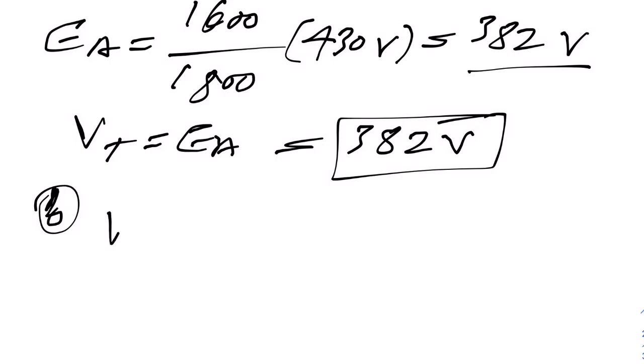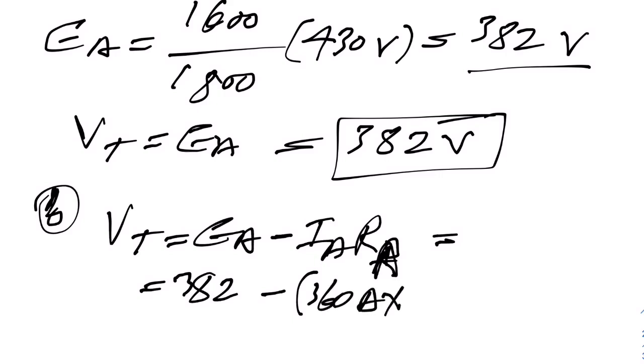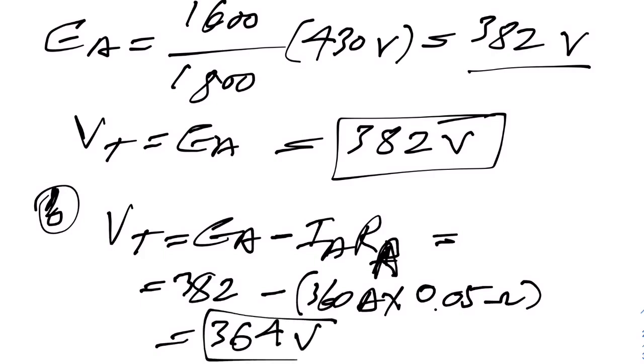be, we can say that VT equals EA minus IA multiply what? RA. Okay, multiply what here? Yes, RA. So substitute the value of EA, we have 382 minus 360 ampere multiply what here? RA, we have 0.05 ohm. So the answer will be what here? 364 volts. So this is the answer.